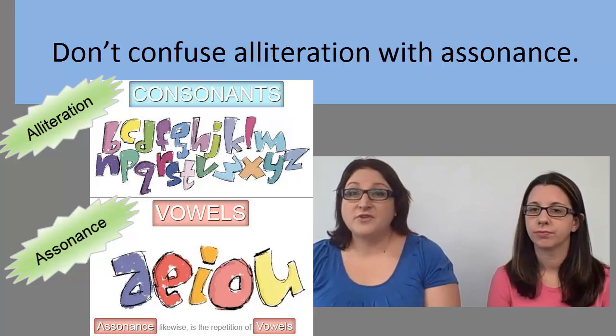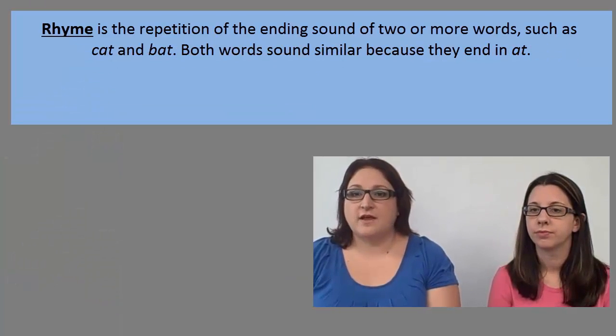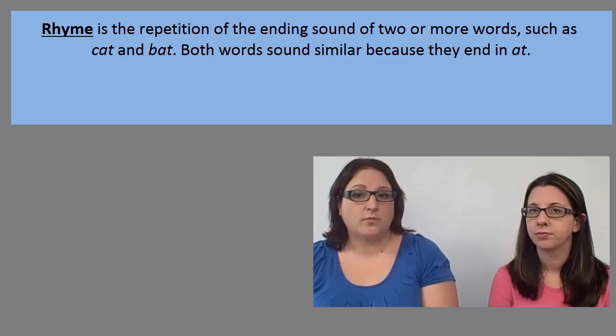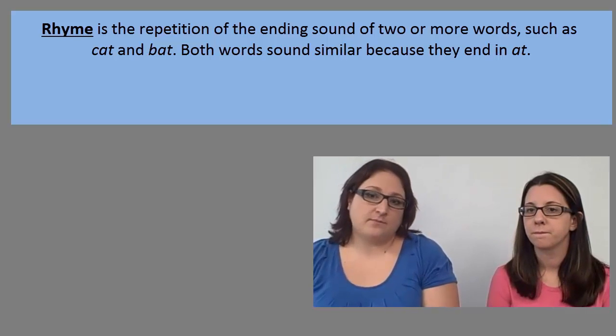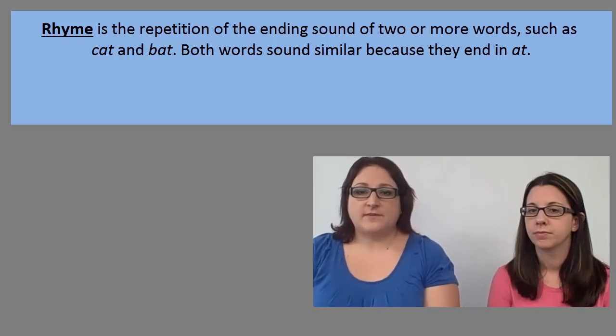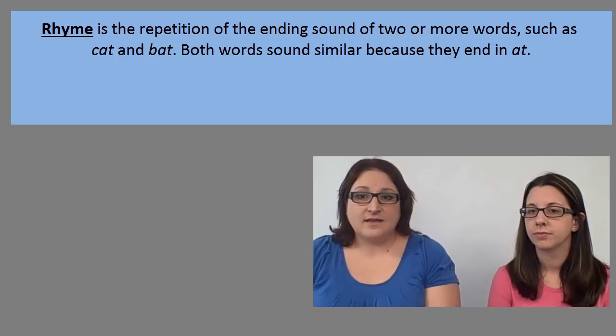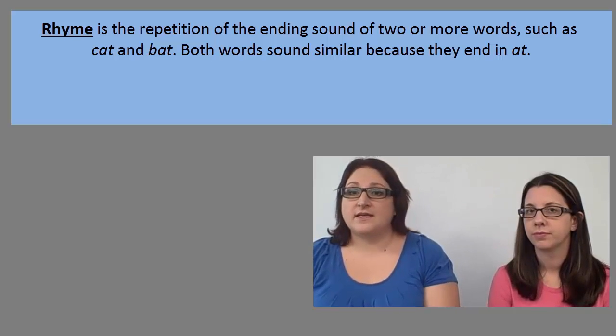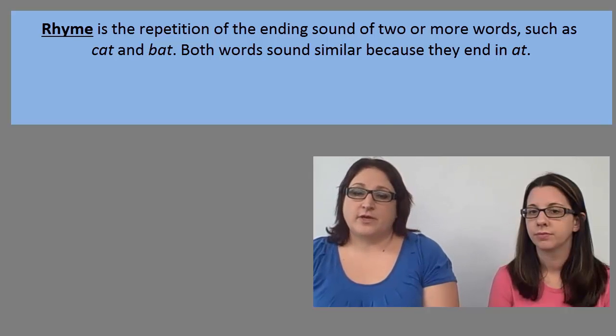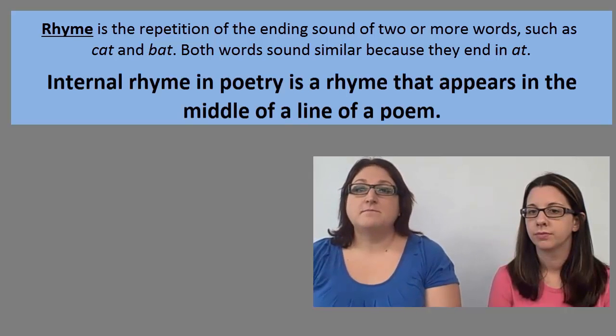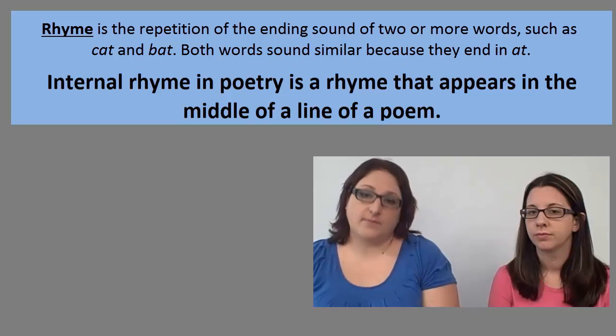So, we all know that rhyme is the repetition of the ending sound of two or more words, such as cat and bat. Both words sound similar because they end in at, but internal rhyme is different in poetry. It is a rhyme that appears in the middle of a line of a poem.